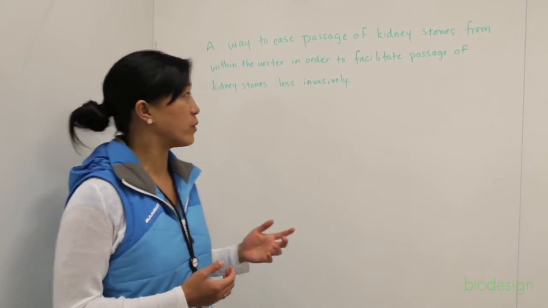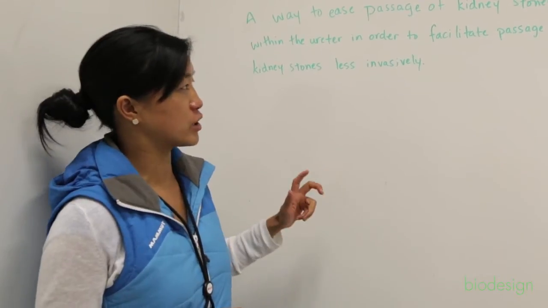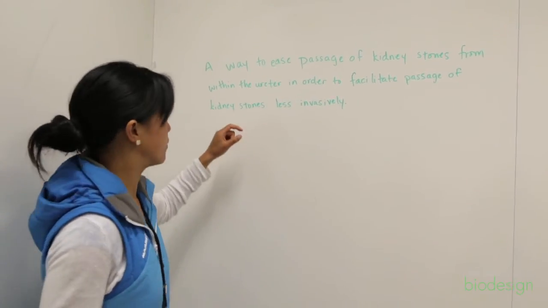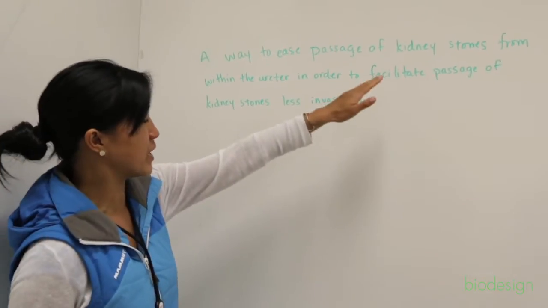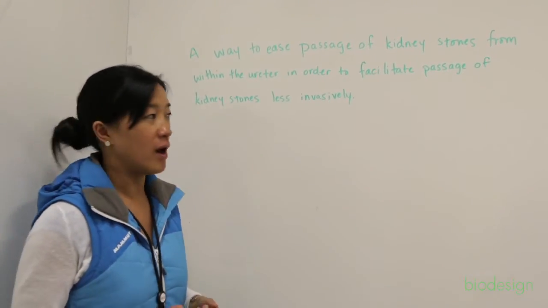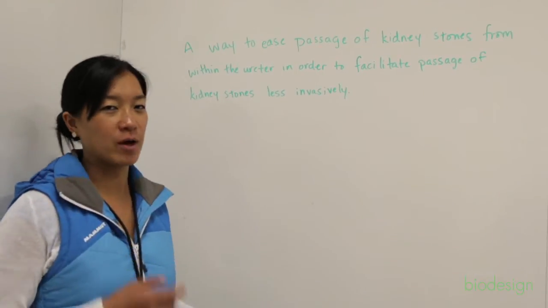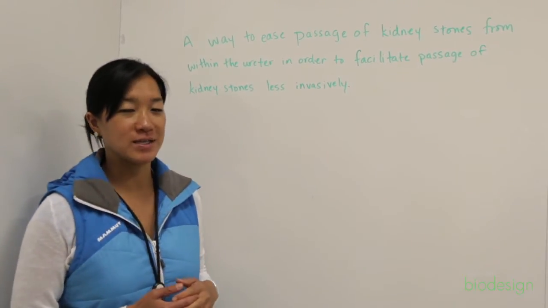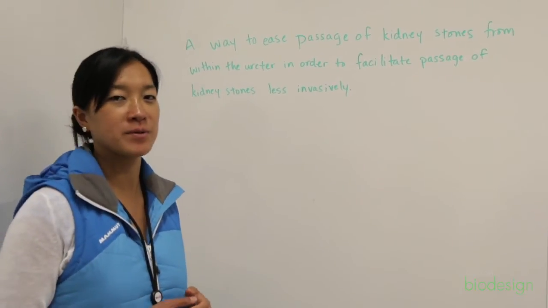Upon some review though, we realized that the outcome is actually the same as the problem. If you notice, the beginning of this is a way to ease passage of kidney stones, and the outcome is to facilitate passage of kidney stones. So even though it is technically an outcome, it's sort of a circular outcome. So we didn't end up using this need statement because it had a couple problems.